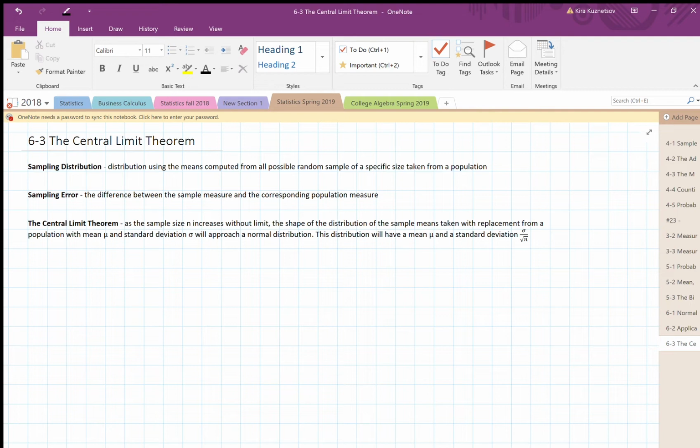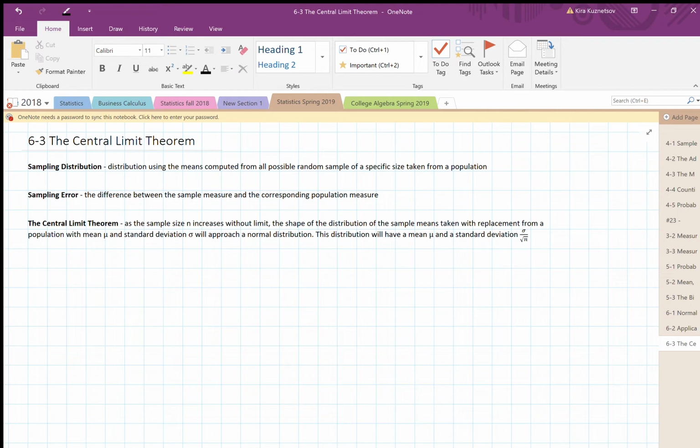Another vocabulary word is sampling error. Sampling error is the difference between the sample measure and the corresponding population measure. This is generally due to the fact that the sample is not a perfect representation of the population, and if we get our results wrong, the chances are your statistician will say, well, it's a sampling error.